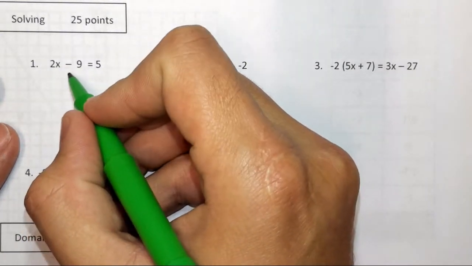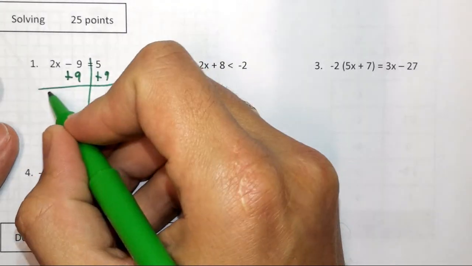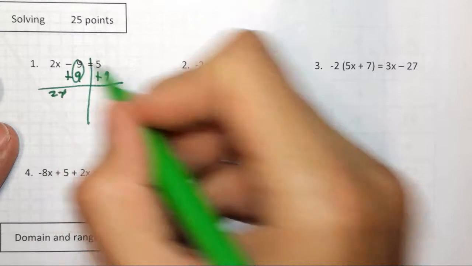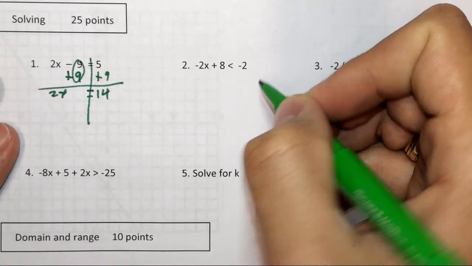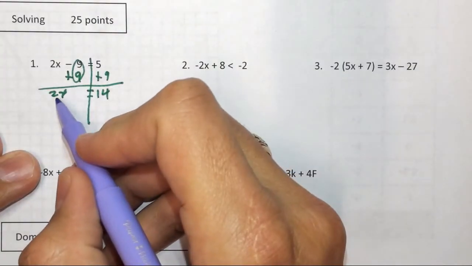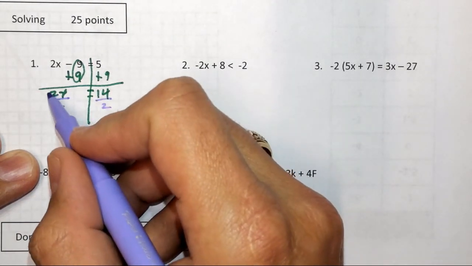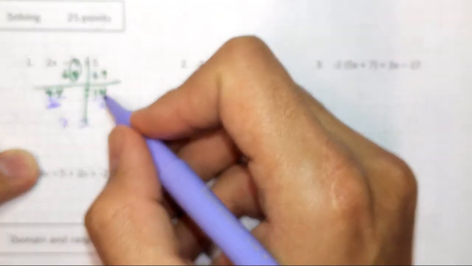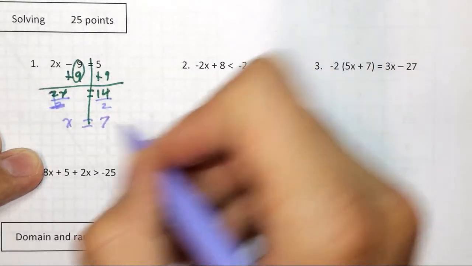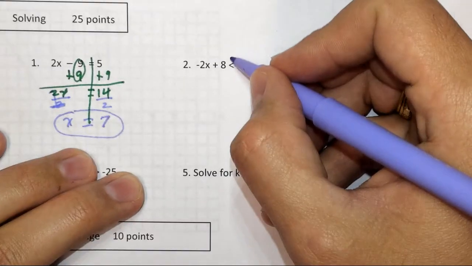We get rid of the addition subtraction first, so we're going to add 9 to both sides. So we have 2x, those go to 0, and then that equals 14. Next step, we're going to get rid of the 2. That's 2 times x, so we're going to divide both sides by 2. These 2 cancel out to 1, left with x there. And then 14 divided by 2 is 7. So x equals 7.